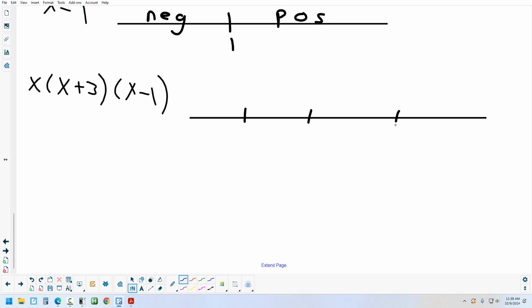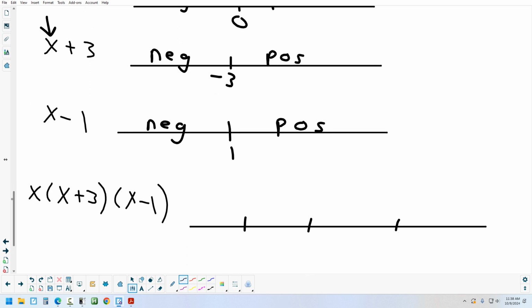Doesn't matter where you put them, you just need general sections. -3, that is the smallest, so you do have to put that on the left. 0 is the one in the middle, and 1 is on the right. So how many sections did that break my number line into? 4. 2 bounded, and then 1 unbounded on the left and 1 unbounded on the right. Once you figure out the first section, it usually alternates. So we'll do the first 2, and then from there, we'll just say it alternates.